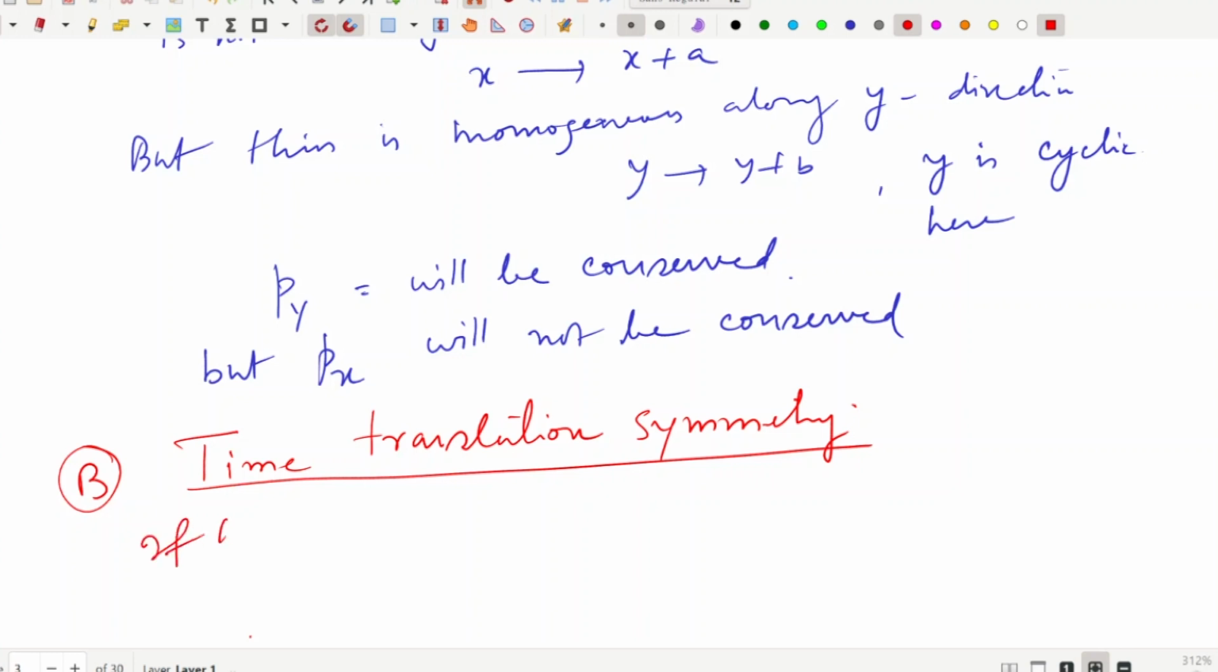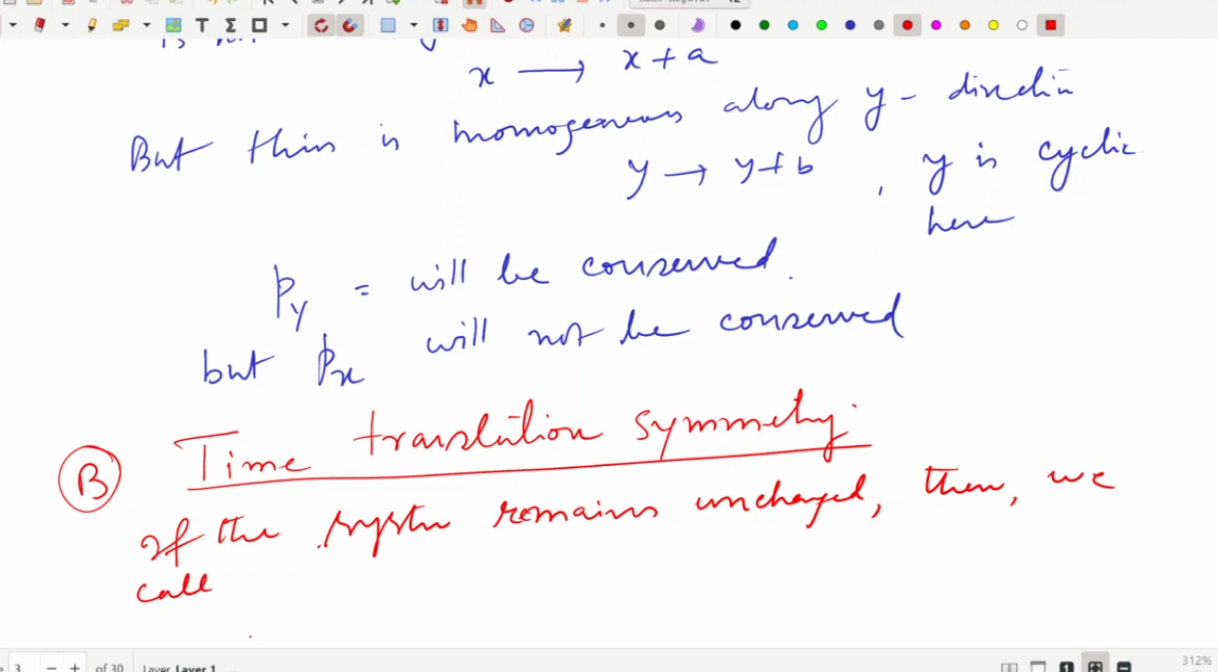So, if the system remains unchanged under this time translation, then we call this time homogeneous.